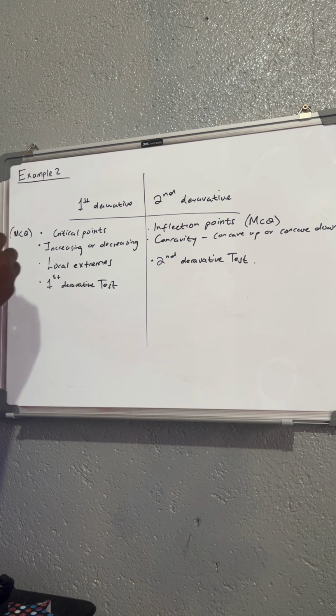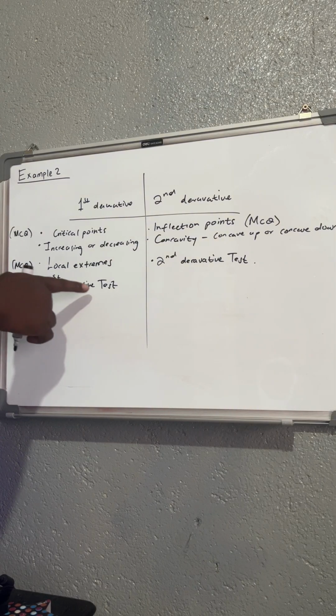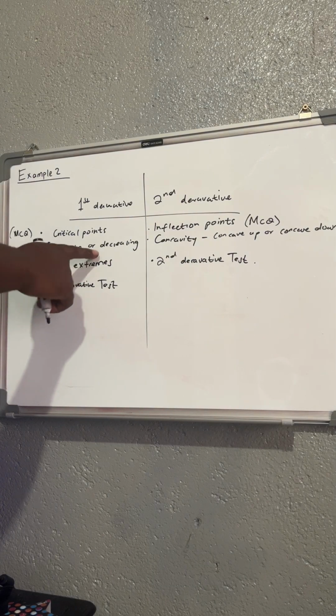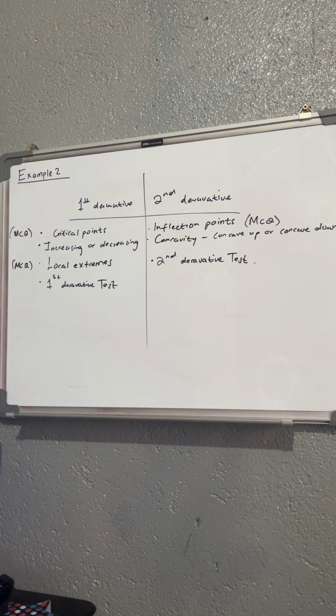The local extremes I've seen sometimes they also ask in your MCQ. Your first derivative test and your increasing or decreasing questions are normally in your long form questions because you have to use the number line, you see. So that's basically the table that summarizes this chapter.